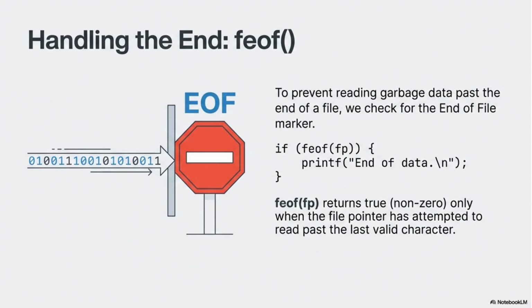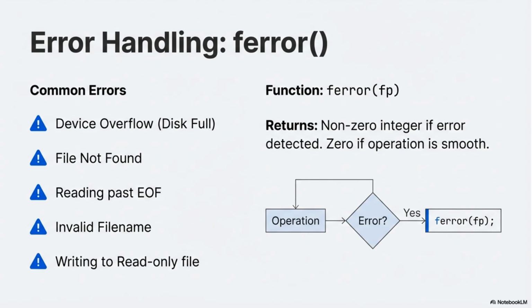To prevent reading garbage data, we use feof(fp) to check for the end-of-file marker. It returns true only after an attempt to read past the last valid character. Error handling is managed by the ferror(fp) function, which returns a non-zero integer if an error, such as a device overflow or file not found, is detected.